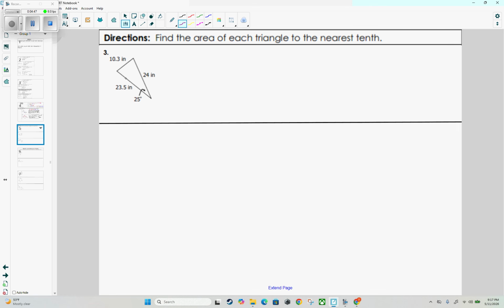You had all 3 sides, but the only 2 we want are the 2 that create the angle. And the angle I have is 25 degrees. So I'm going to need to use the 23.5 and the 24 when I do my formula.